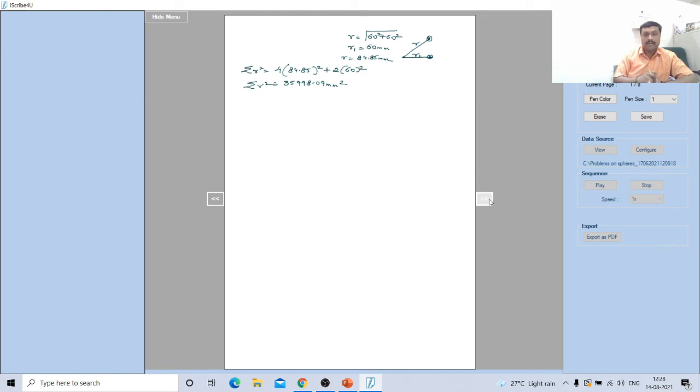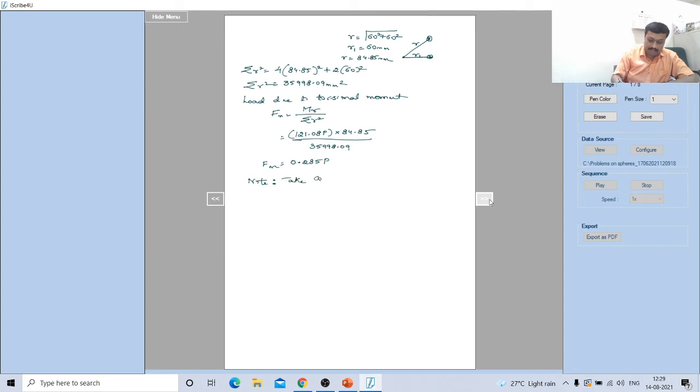Okay. Now once you get summation of R square, what you will do? You need to calculate the load due to torsional shear. Torsional moment: Fm is equal to M r divided by summation of r square. So 121.08 P into 84.85 by 3599.809. Okay, if you divide this, you'll get 0.285 P. Now, since it is an inclination, we'll take cos theta as 1. Whenever it is inclination, take cos theta as 1.